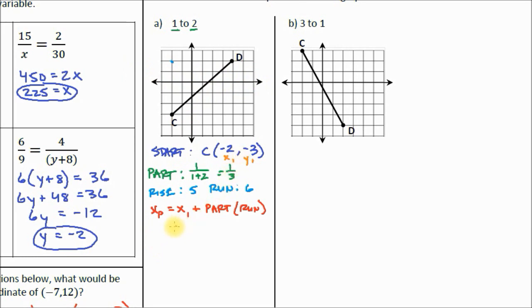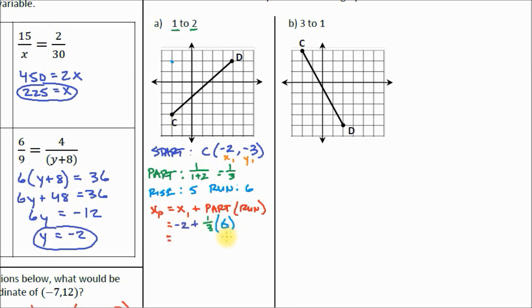Let's plug in what we know. Our x sub 1 value, let's do these in colors so you see it. Our x sub 1 value is -2. Our part is 1/3. And our run is, oops, not 5, sorry, it's 6. Our run is 6. Let's put an equal sign here. So here's how you find x sub P. I've colored those now, so I'm not going to color them the next time. Let's just add them together.